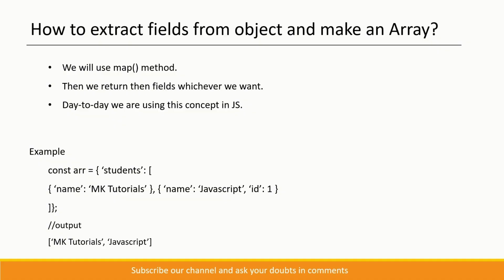Question: how to extract some fields from a given JSON object and make a new array. In JavaScript we will use the map method to achieve this. Inside the map method, whichever field we require, only that field we need to return. Finally it will make one new array, and we use that in real-time scenarios.